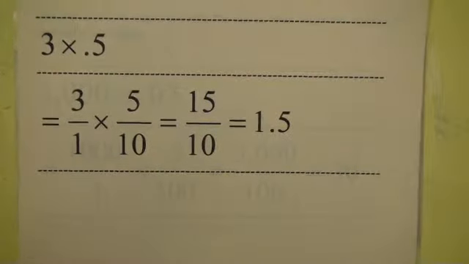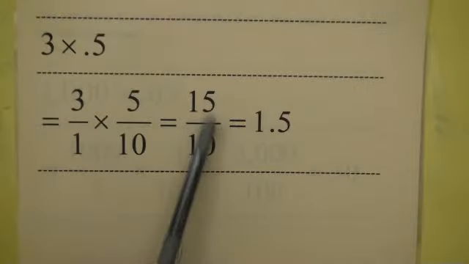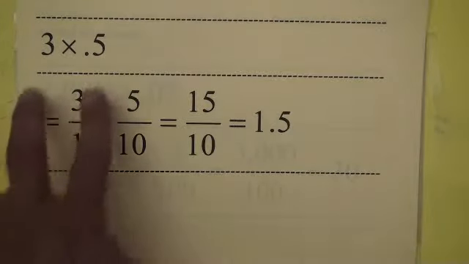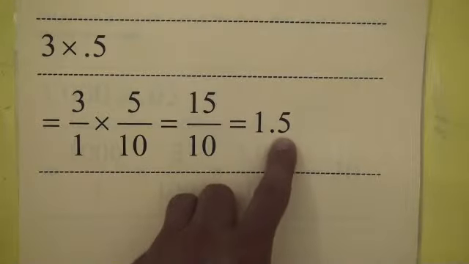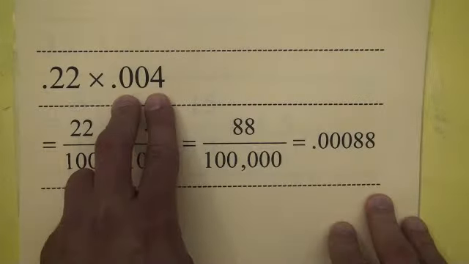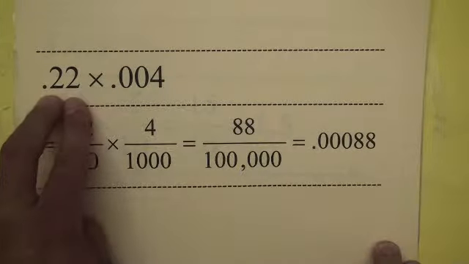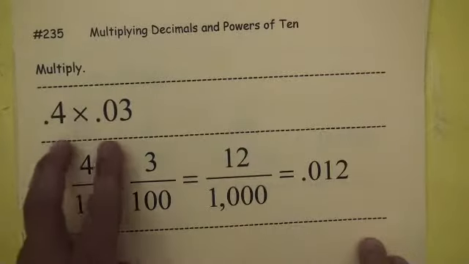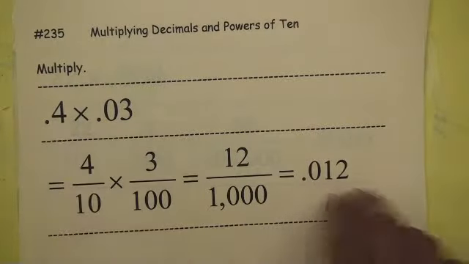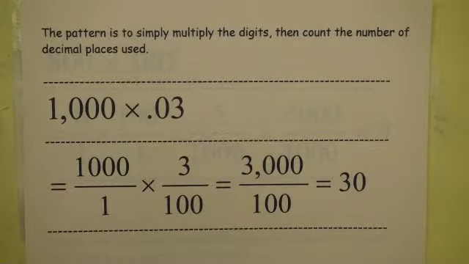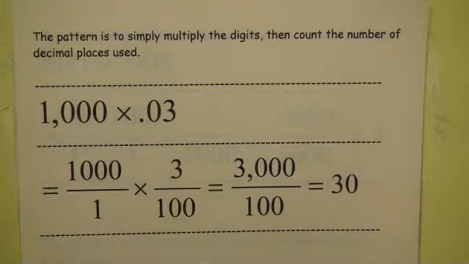We have 3 times 5/10. So we do 3 over 1 times 5 over 10 is 15 over 10, which is 1.5 or 1 and 5/10. So the pattern, if we go back and look here, notice how there's one number past the decimal there. Here you have a total of 3 digits past the decimal, 2 digits past the decimal, so therefore you have a total of 5 digits past the decimal. Look at this one. 1 and then 2, 3. So therefore 3 digits past the decimal. So the pattern is to simply multiply the digits, then count the number of decimal places used.